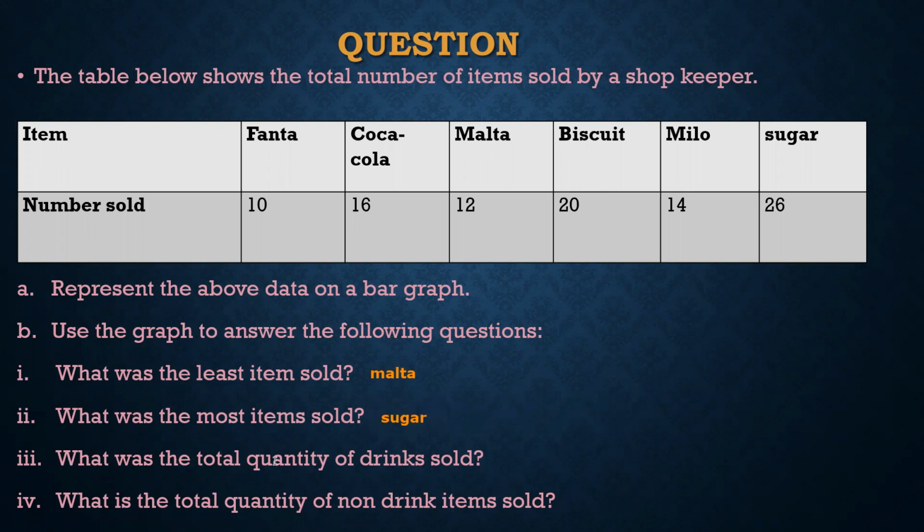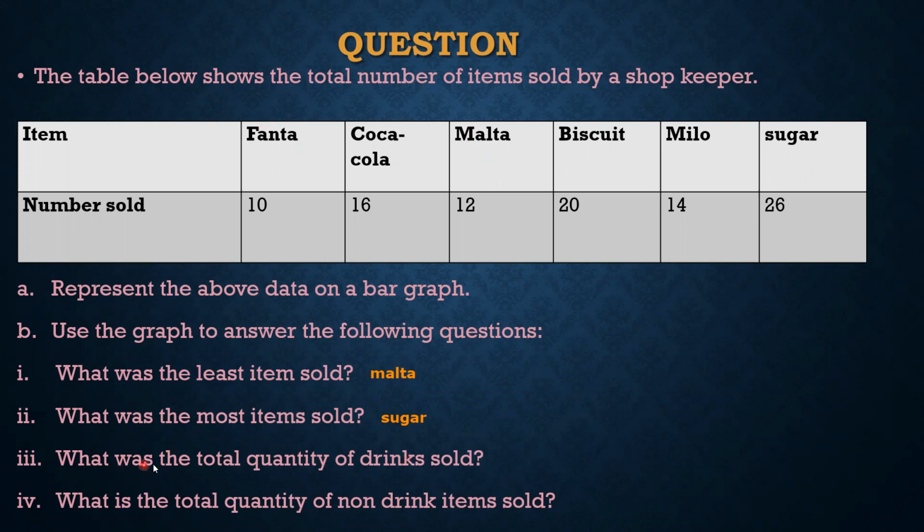What was the total quantity of drinks sold? When you talk about drinks, we have the Fanta, Coca-Cola, and malts. The biscuit, the Milo, and the sugar are not drinks. You may argue that Milo is a drink, but we have the Milo drink, which is a specific name. So the drinks are the Fanta, Coca-Cola, and the malts.